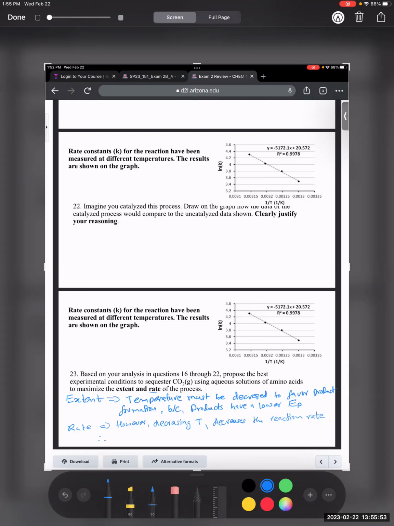Therefore, we should add a catalyst, just to have fun with it. We should add a catalyst while decreasing the temperature, because we know catalysts make reactions go faster. Yeah, so I think that's what I would do. That's how I would tackle these problems.